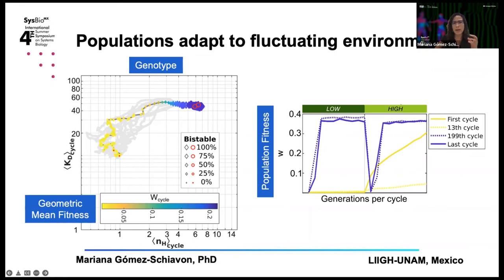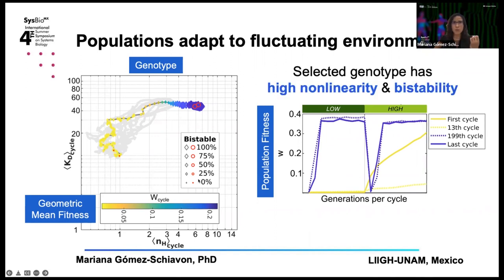But as the population migrates, you get to a different region of the parameter space where the population is capable of adapting efficiently, in just a few generations, every time the environment changes. Now, for this case, the population doesn't only migrate to a region where it's selecting for a high non-linearity in this parameter, in the self-regulation, but also a high frequency of bistable individuals in the population.